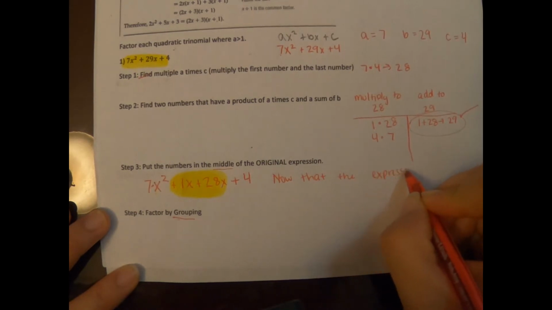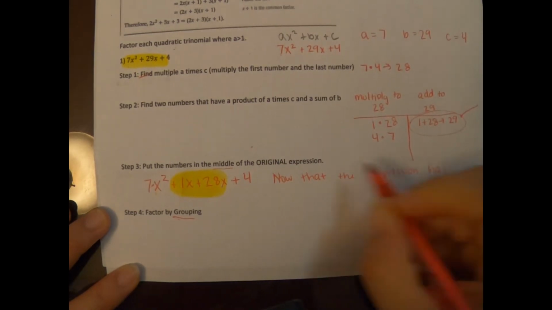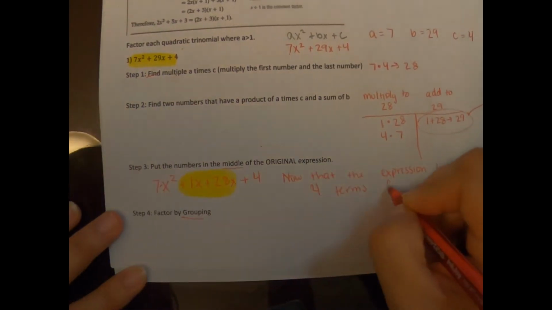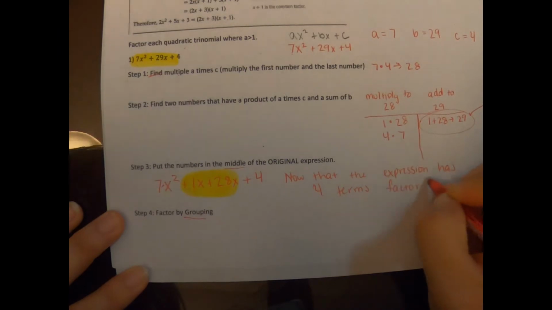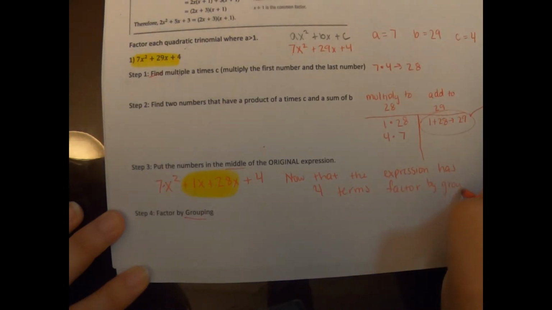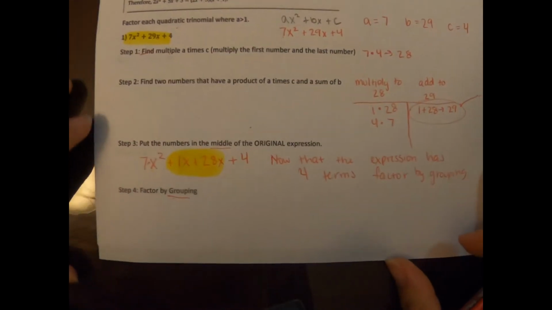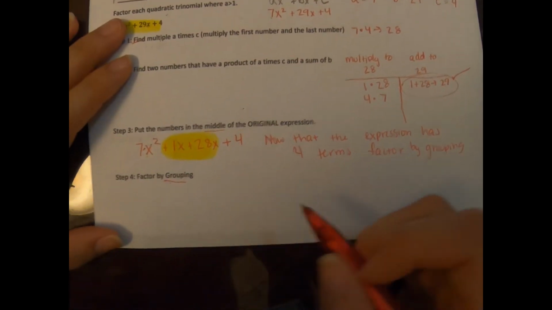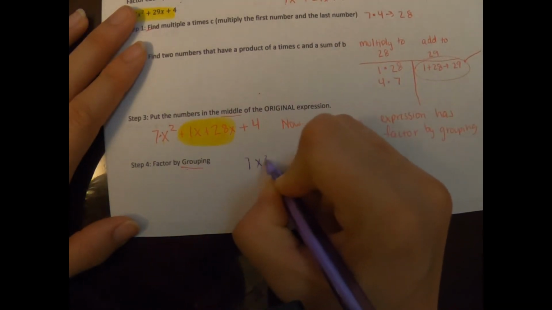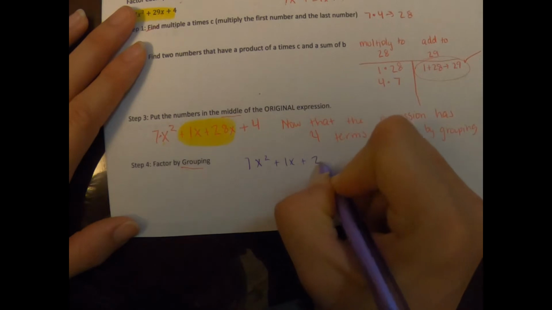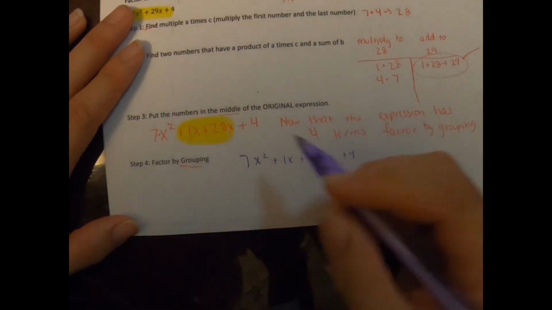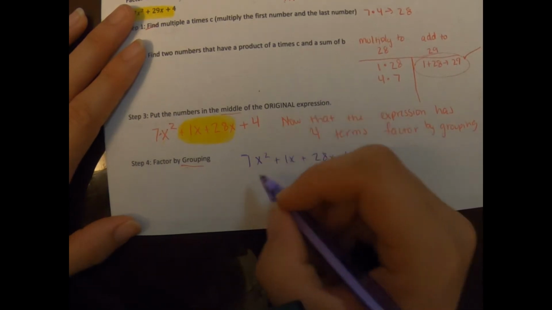Now that the expression has 4 terms, factor by grouping, which is what we practiced last week. So if you didn't quite get it last week, we're practicing it more right now. I'll rewrite it for you. So when we factored by grouping, we grouped the first 2 together and the second 2 together.